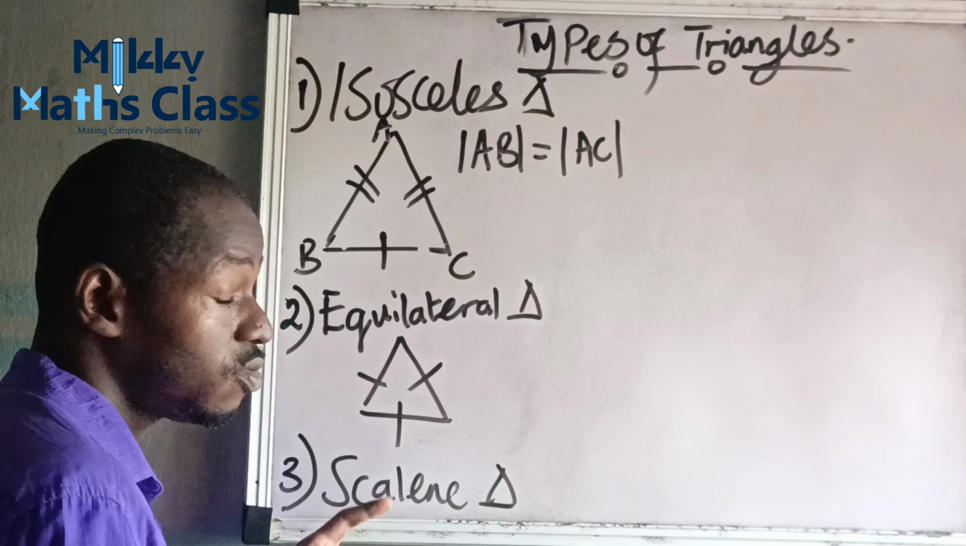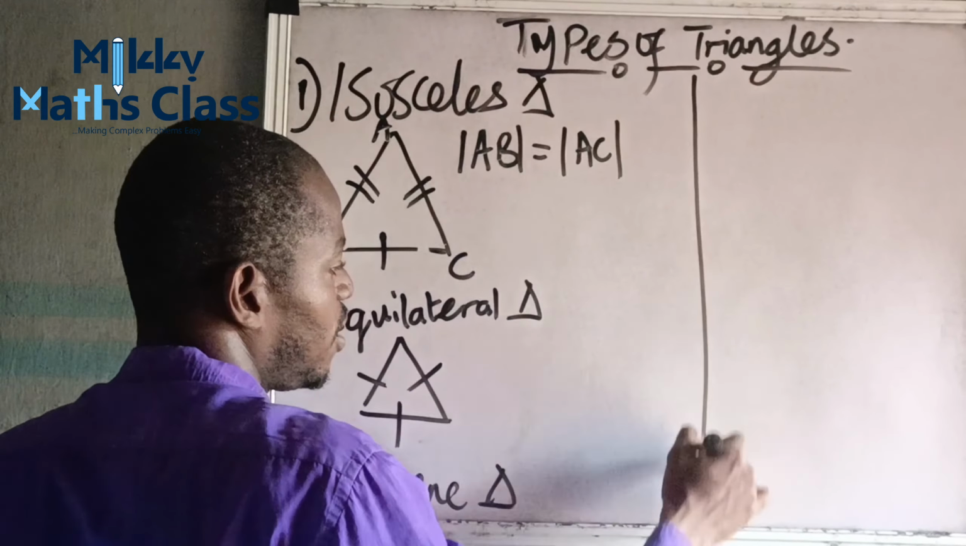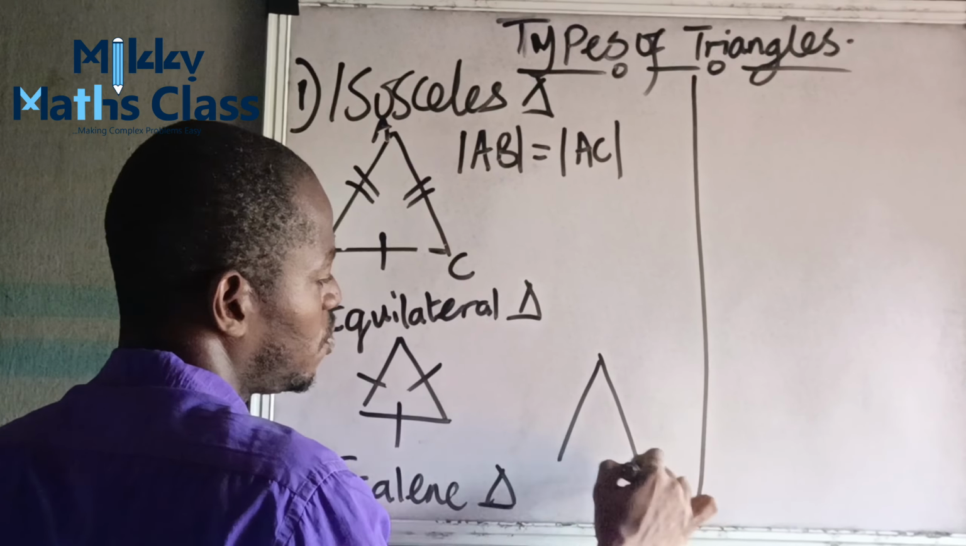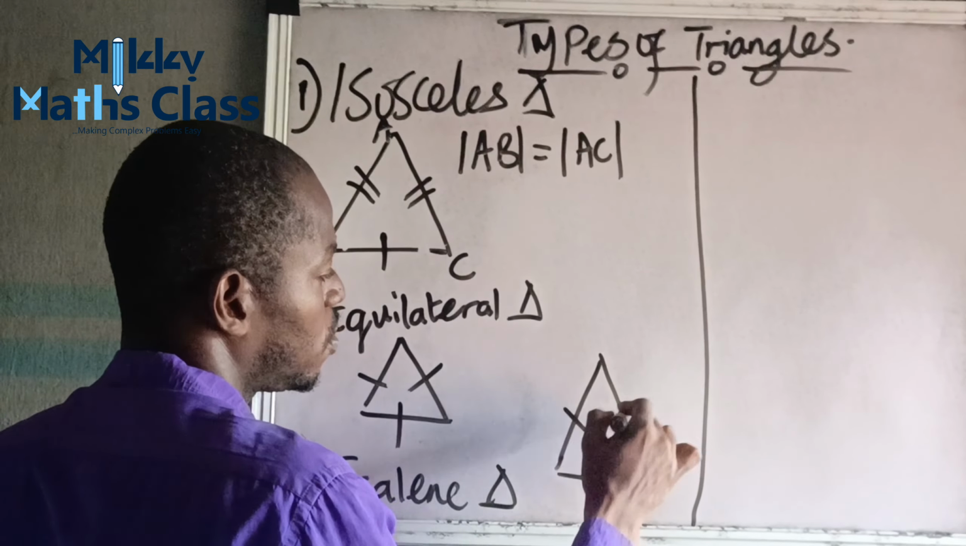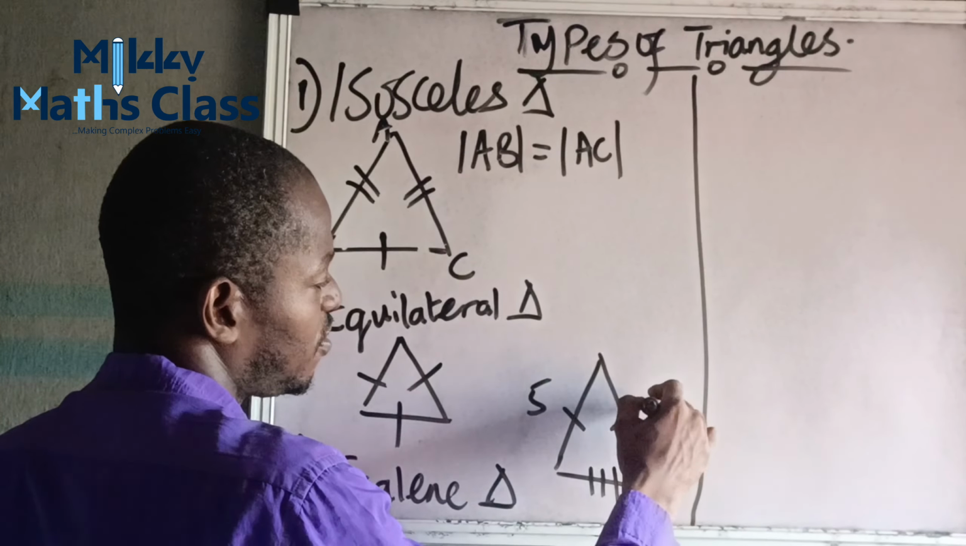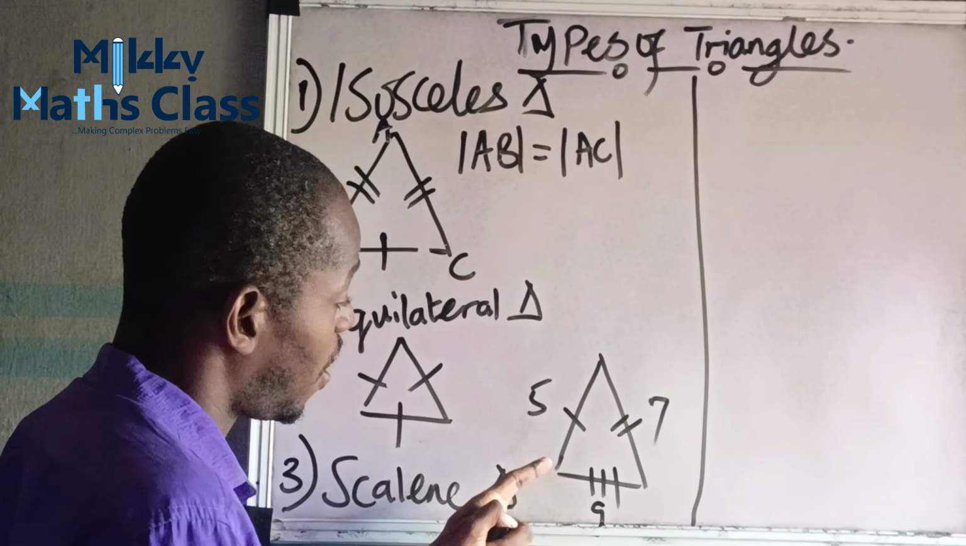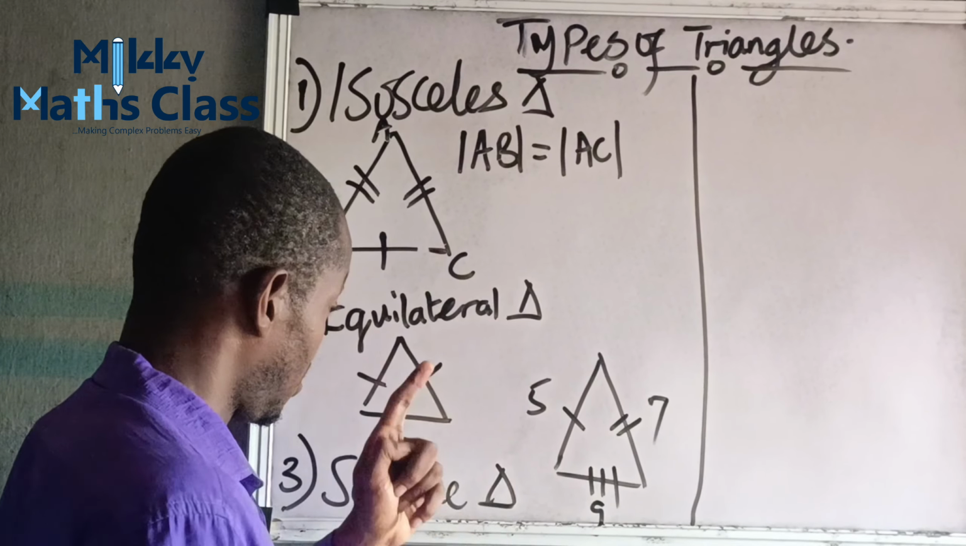Now we have another one we call the scalene triangle. For a scalene triangle, none of its sides is equal. Let me draw a scalene here. For a scalene triangle, no side is equal. So here can be 5, here can be 7, here can be 9. None of its sides are equal and none of the angles there are equal.